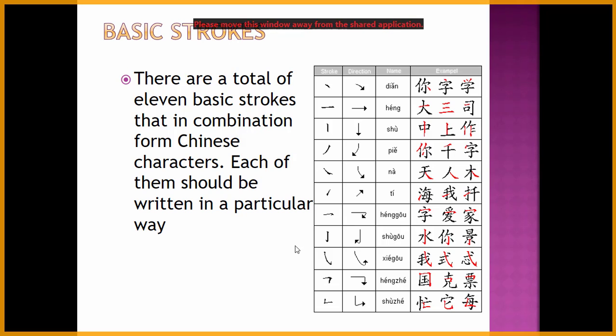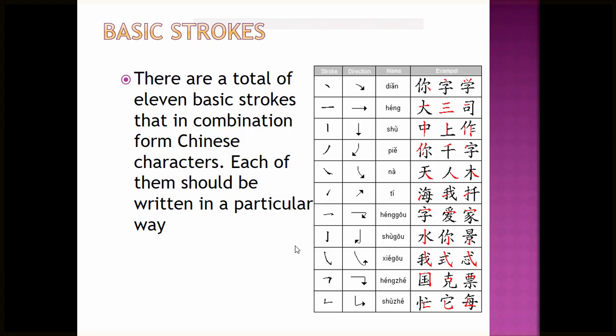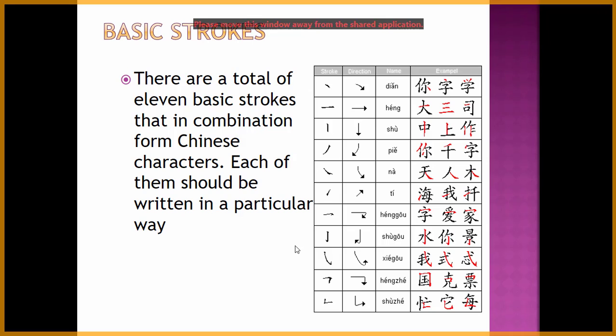Now here you see the strokes. These lines, you see the lines going here and there, left to right, top to bottom, and anything you see. There is a rule behind every stroke. These are called strokes. So here you can see the stroke and its direction. You can see the whole table. First stroke you can see, and its direction from top left to right bottom. And what we call it is dian, right?